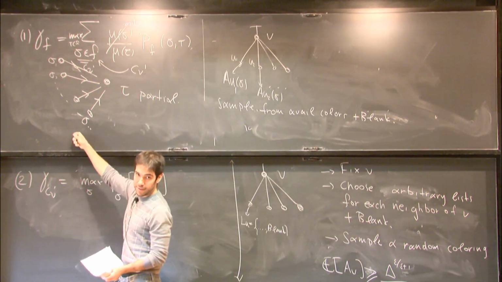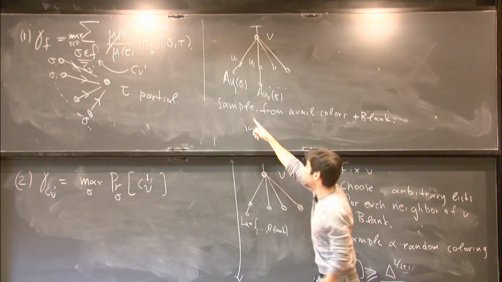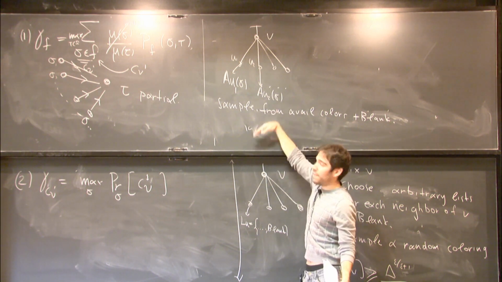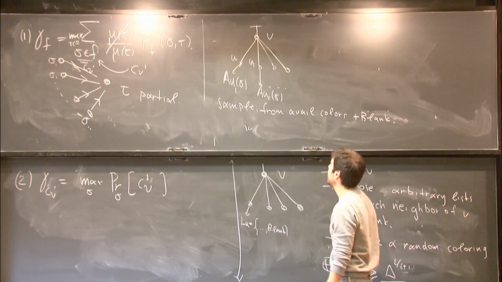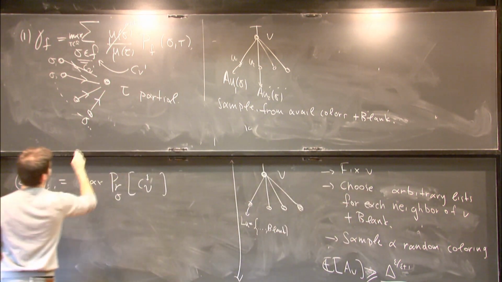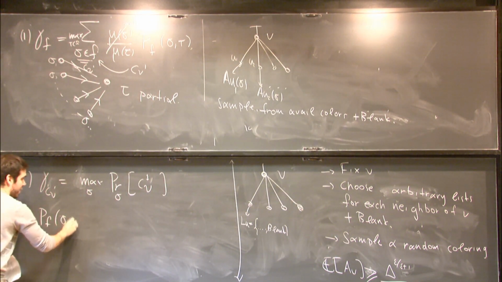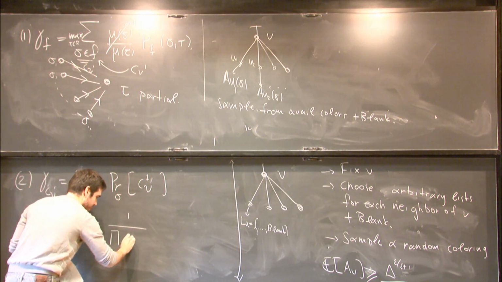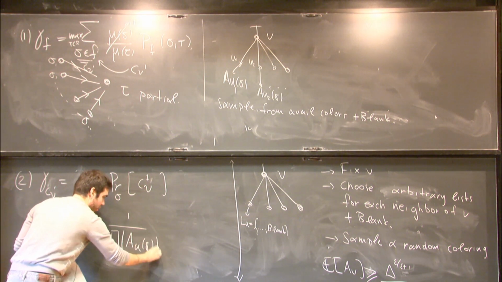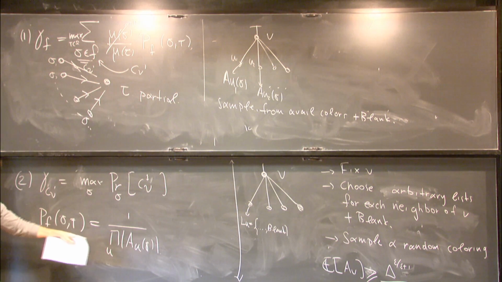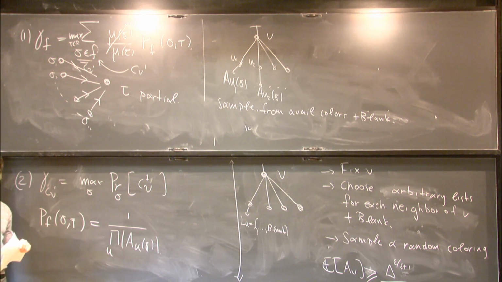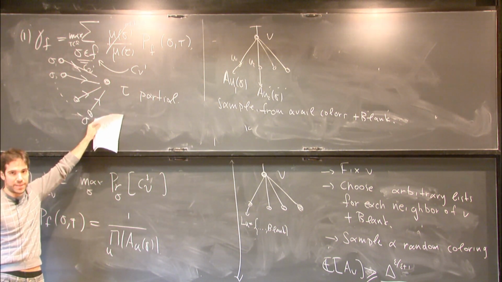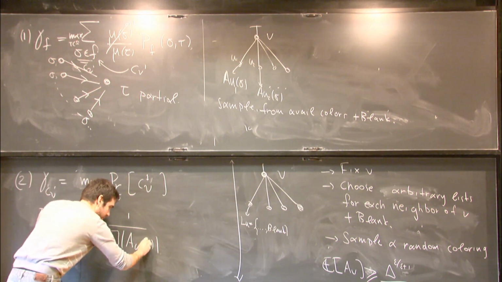So for tau and for sigma, the list of available colors for the neighbors of V are the same, because we only randomize the neighborhood, and we don't change anything outside. We could do something local. So this means that for all of these in the summation, this is exactly the product over the neighbors of the available colors. So each transition here is weighted by this number, because we pick one color uniformly at random, and all of these have the same lists, which are the same as in tau. Okay, so let me actually write tau here.